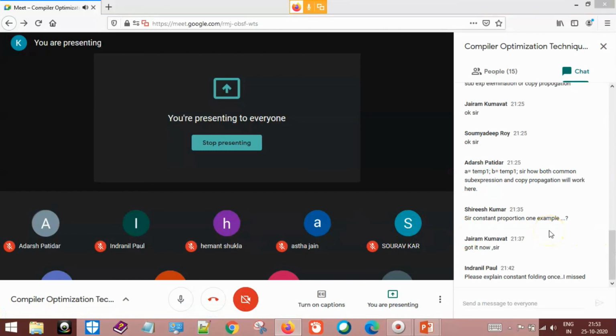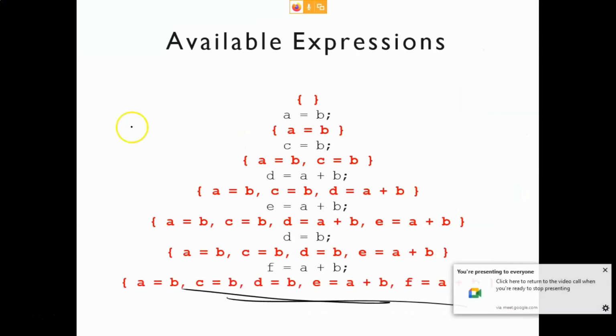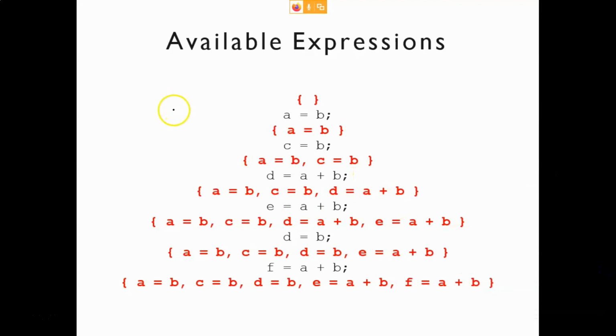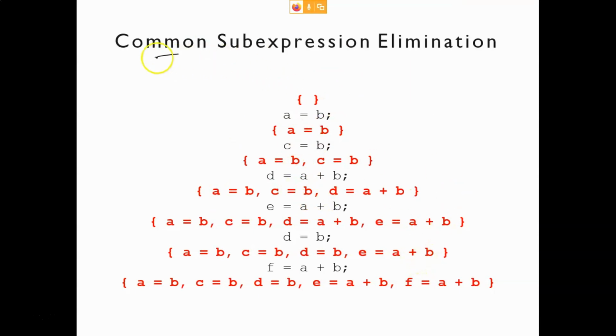Okay. Then let's see again. So at this point of time you have done the complete available expression analysis. Now, using this analysis, you can apply the common sub-expression elimination. Actually, after this analysis the common sub-expression elimination will become very easy. So what you do, you just go from top to bottom, you just keep on going.